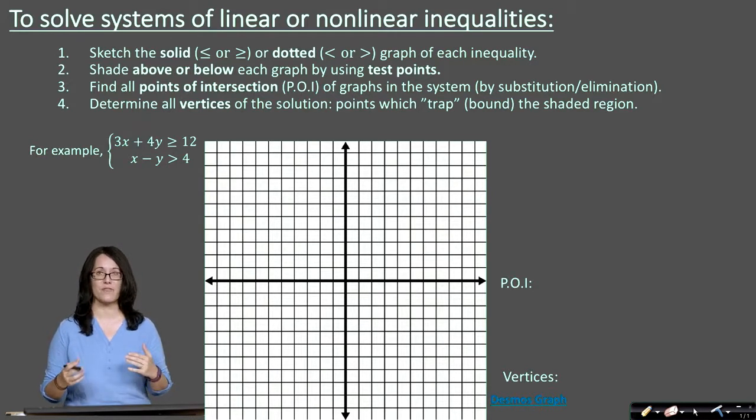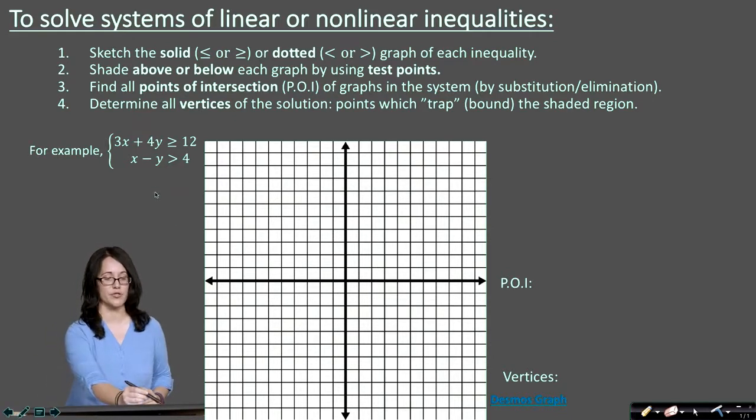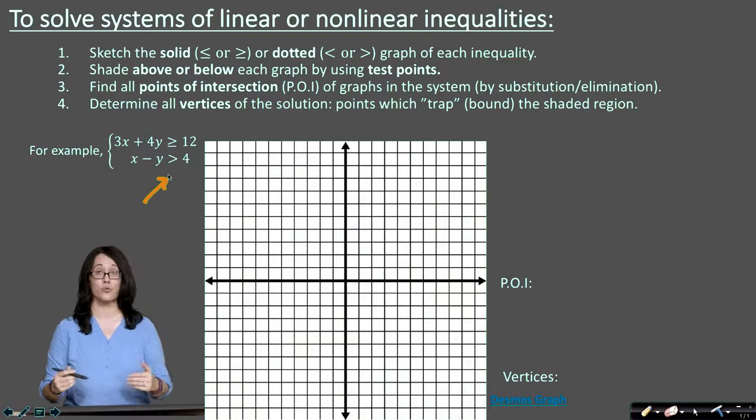So first of all, you have to recognize when you have this situation, right? Notice in the example on the screen, we have a system of two inequalities. Now I say inequalities because I don't see the equal sign in between my variables. I see in the first case the greater than or equal to symbol, and in the second case the greater than symbol. If you see any of those four symbols, greater than or equal to, less than or equal to, greater than or less than, you're talking about an inequality.